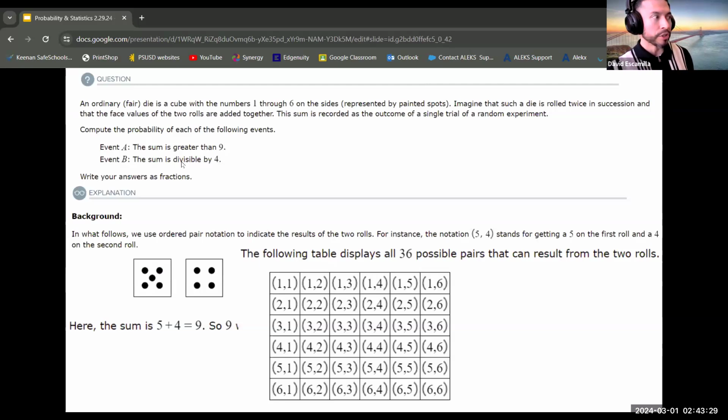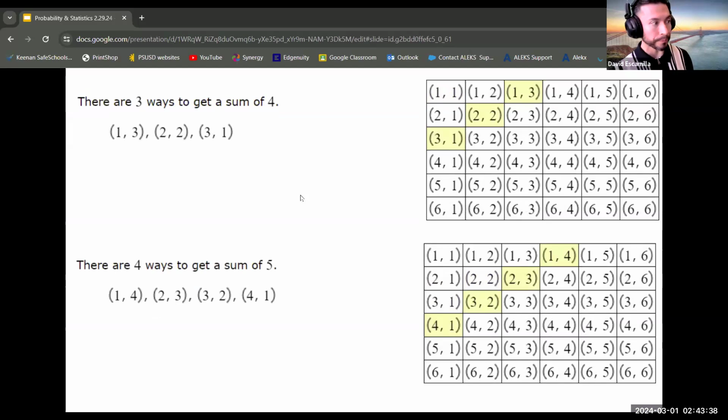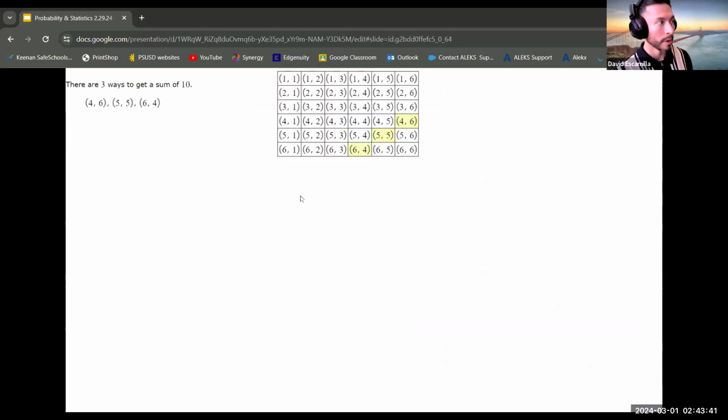event A is that the sum is greater than 9. So the sum greater than 9 is 10, 11, and 12. All right? So going back to this, there are 3 different ways to get 10 as the sum of the 2 numbers. The first one that I put here is 4 and 6. 4 plus 6 is 10. The second one is 5 and 5. 5 plus 5 is 10. And the third one is 6 and 4. So 6 plus 4 is 10.